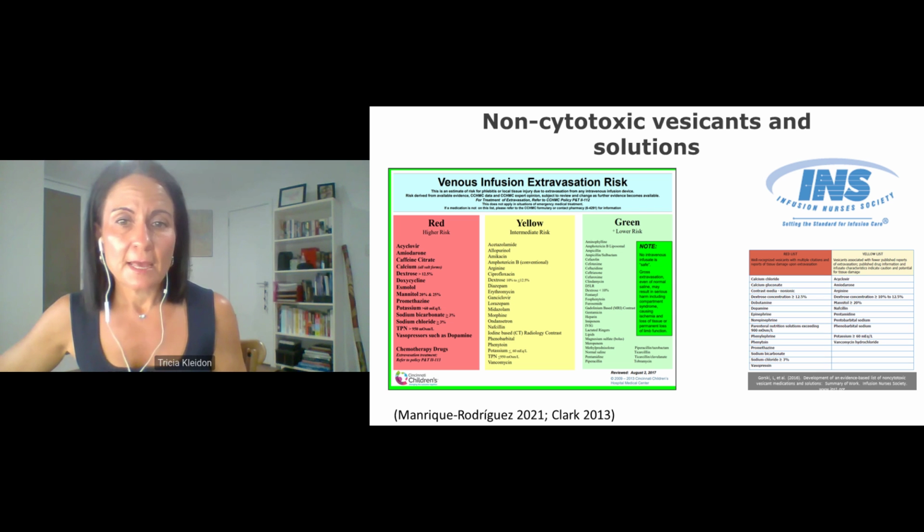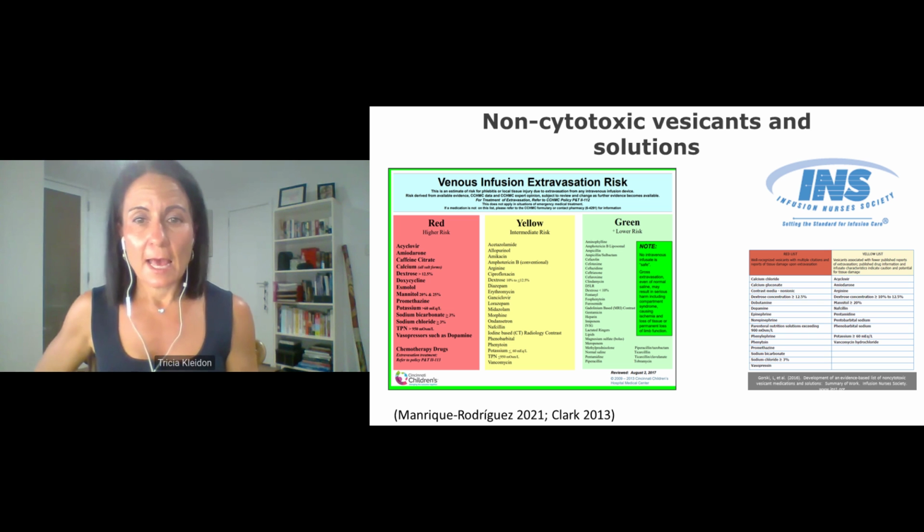It's important to remember, if you're going to use a list, you need to use it in conjunction with other variables, such as the patient factors that we've discussed, how you dilute it within your institution, particularly given the information that we just looked at regarding the varying cell death at various concentrations. Also consider the insertion site.